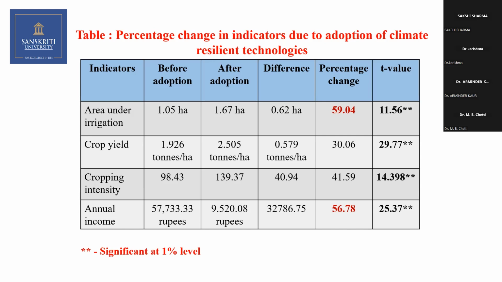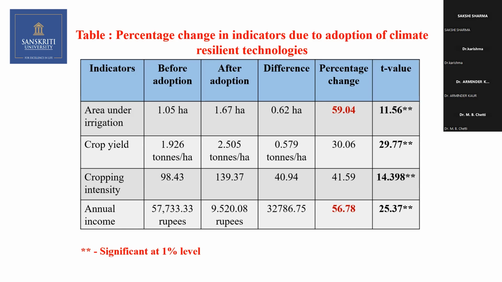When it comes to crop yield also, from 1.92 tons per hectare it has enhanced to 2.50 tons per hectare. There is a percentage change of 30.06, and T value is highly significant, that is 29.77. So the crop yield also increased because area under irrigation had enhanced drastically.